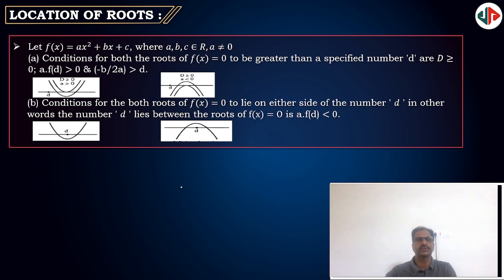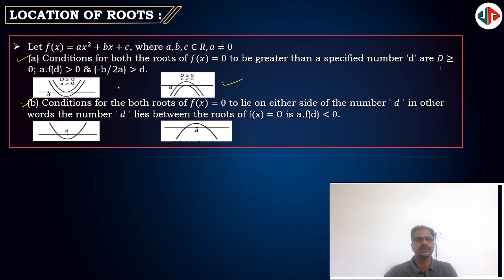Next, location of the roots. You need to remember these results. Conditions for both the roots to be greater than a specified number d. Suppose both the roots are greater than some number, say 5. Then what are the conditions for that? Delta greater than or equal to 0, a into f of d greater than 0, and minus b by 2a greater than d.